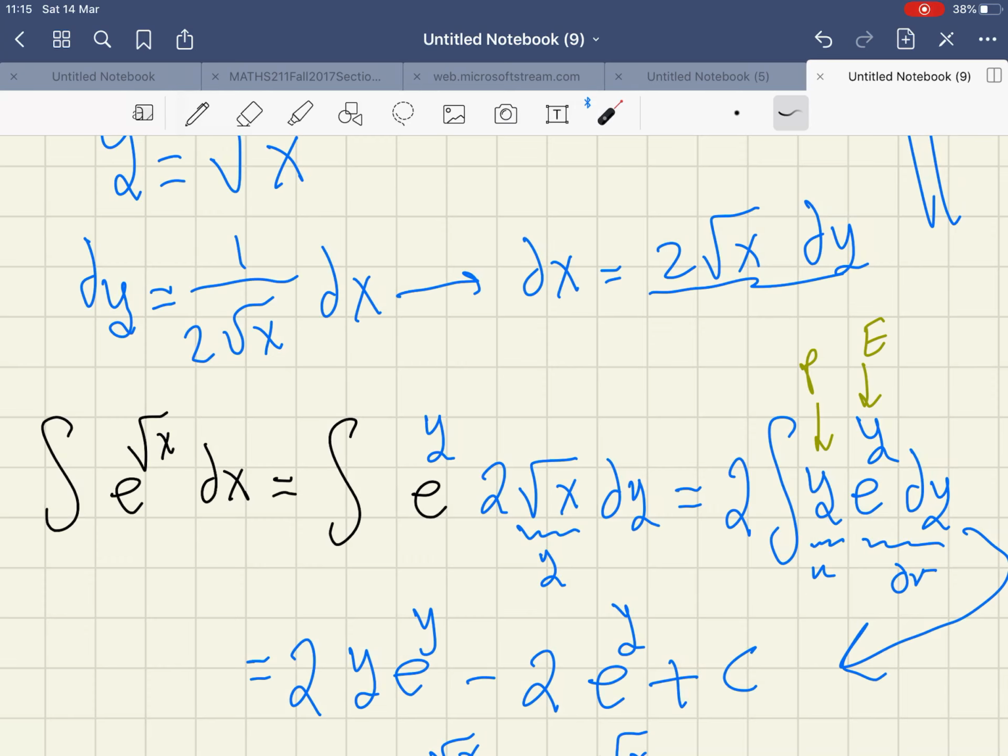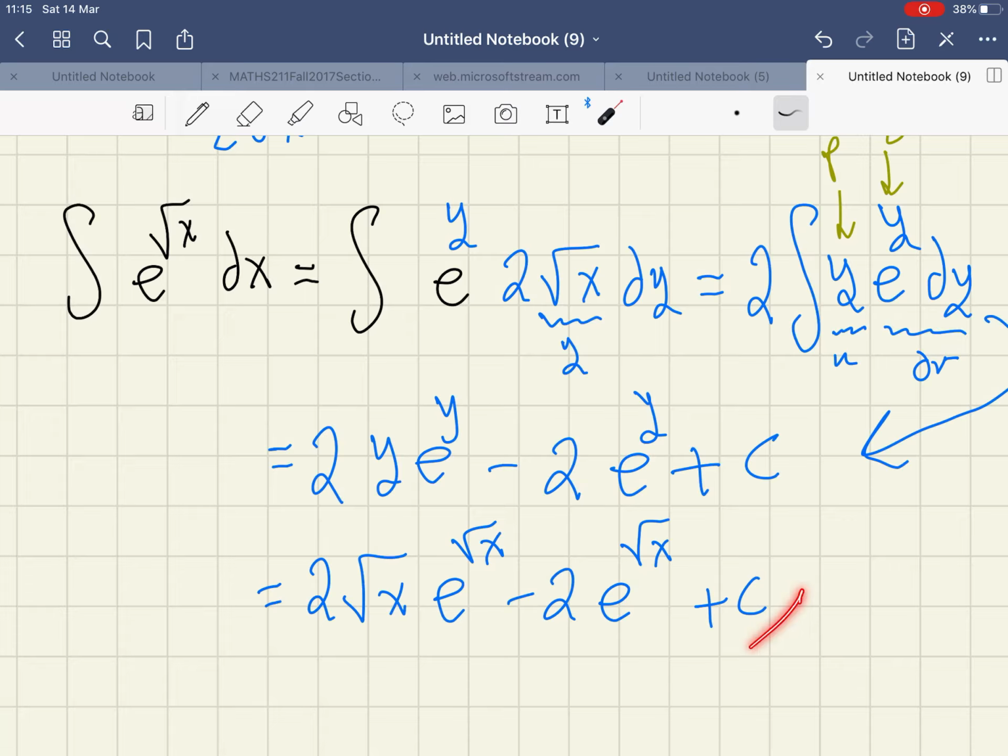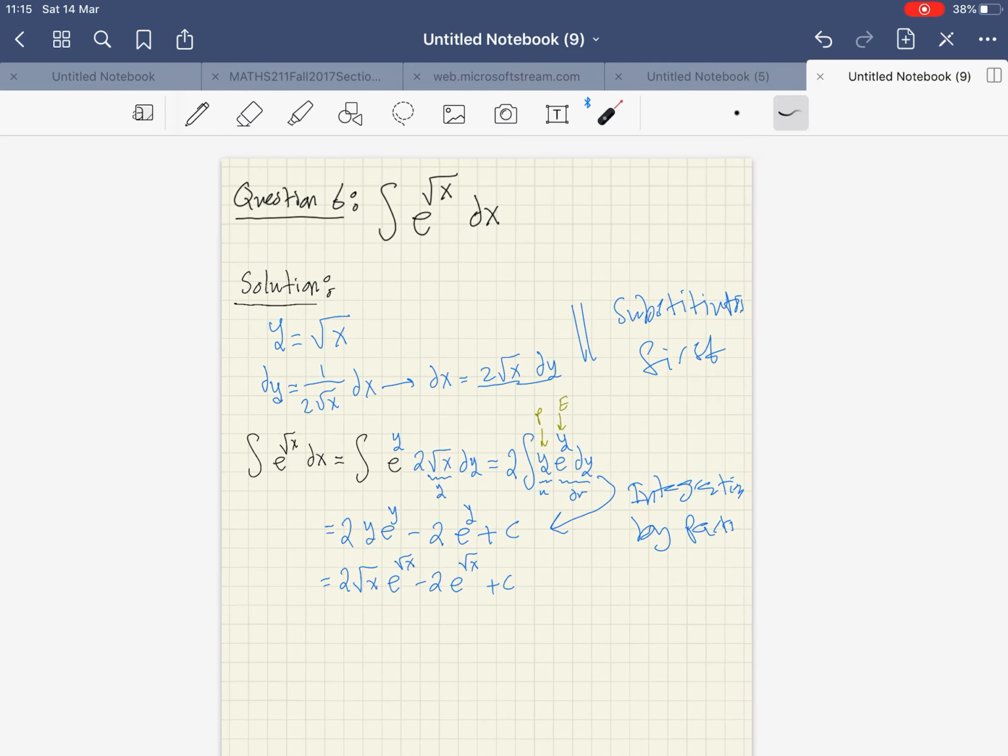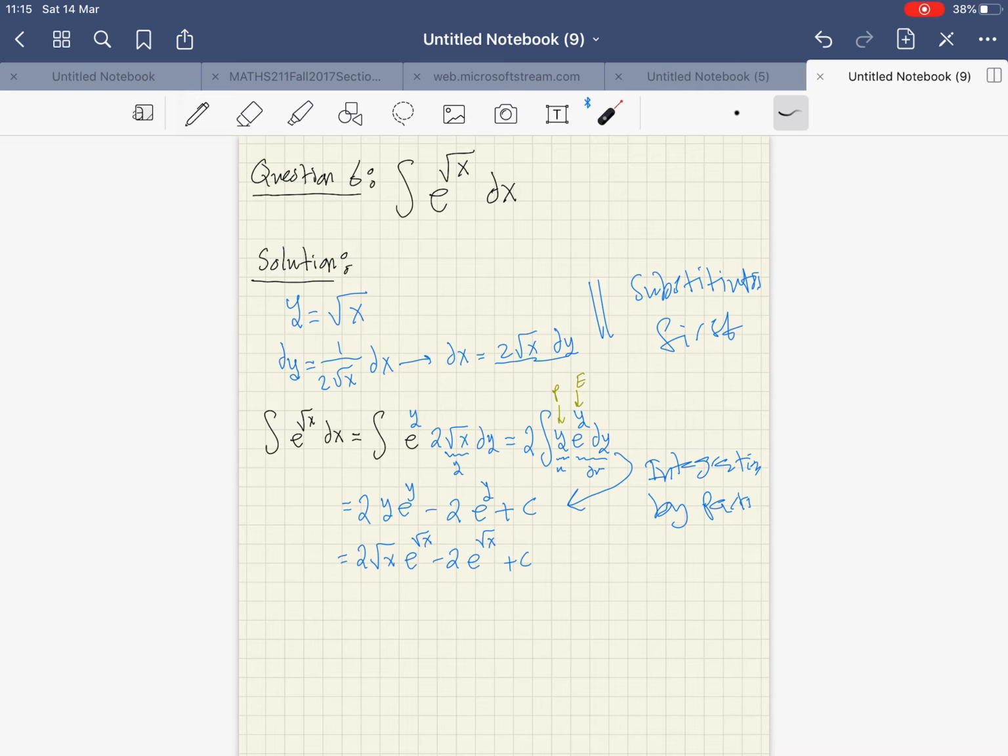Now the last step, you have to change y back to its origin, which is square root of x, and that will end this question. So I'll just leave it for you to practice that one.